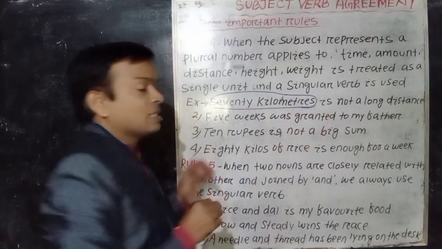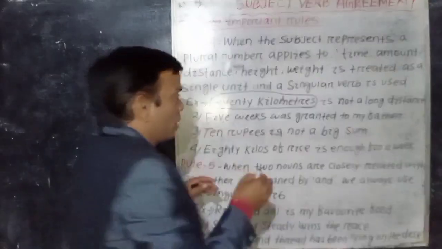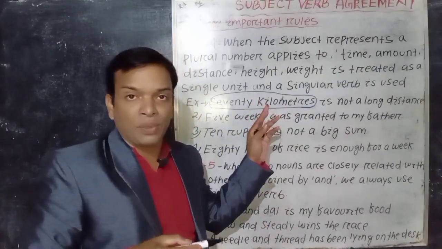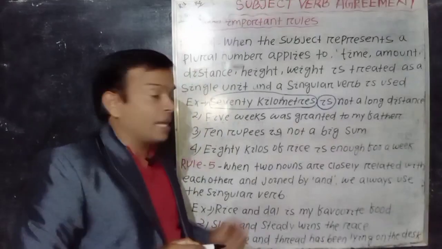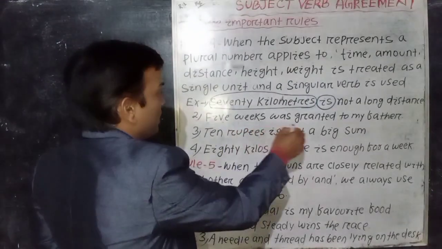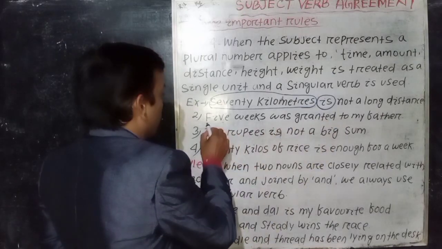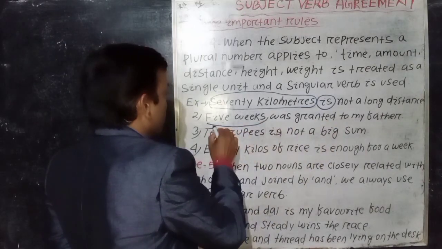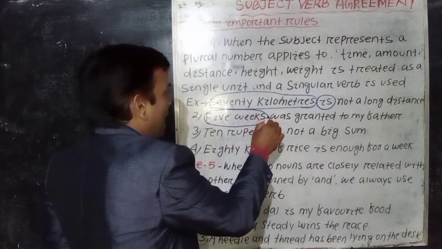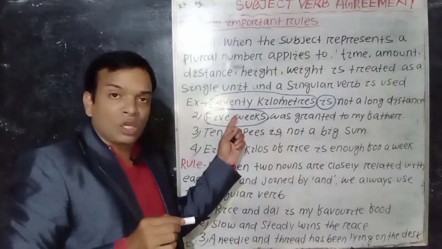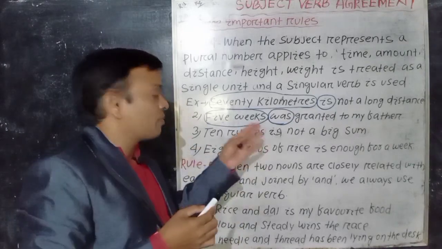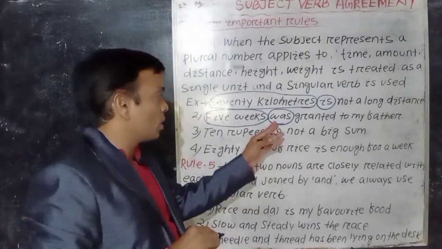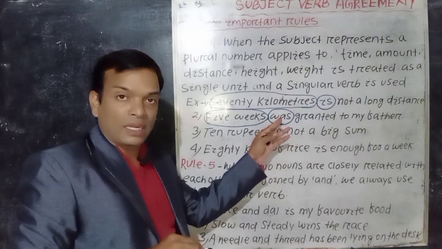See, this is a plural subject, but it is treated as a single unit, so it takes the singular verb is, and it refers to distance. Second, 5 weeks was granted to my father. See 5 weeks, this refers to time, and it is also a plural subject, but it represents time, a single unit, so it always takes the singular verb, that is was.